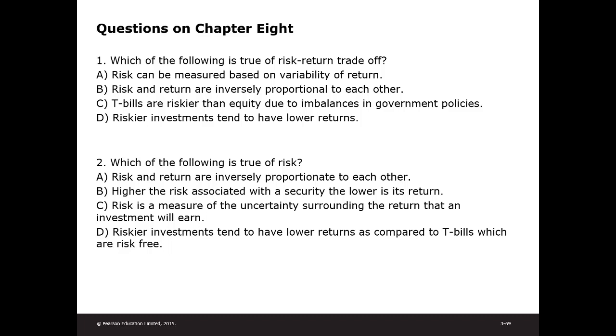Question 1. Which of the following is true of risk and return trade-off? A. Risk can be measured based on the variability of return. That's true. Risk and return are inversely proportional to each other. Of course, this is not true. Risk and return are directly proportional. Whenever the risk increases, the return increases. T-bills are riskier than equity. That's not true. T-bills are the safest instrument found on the earth. Riskier investments tend to have lower returns. That's also false. So the answer here would be A.